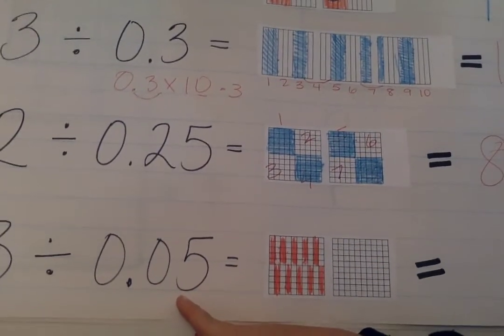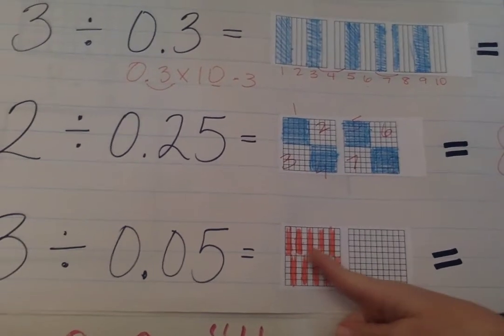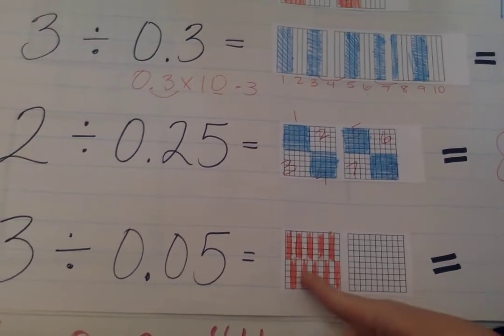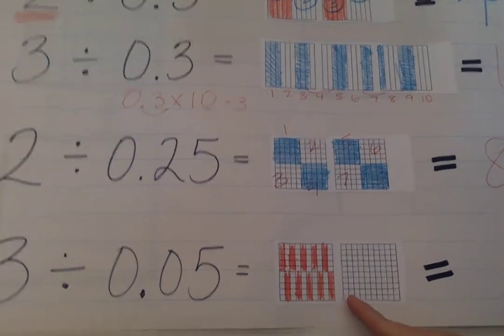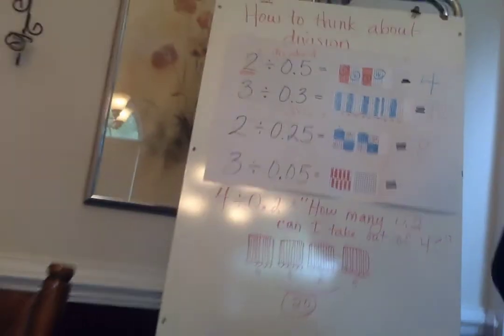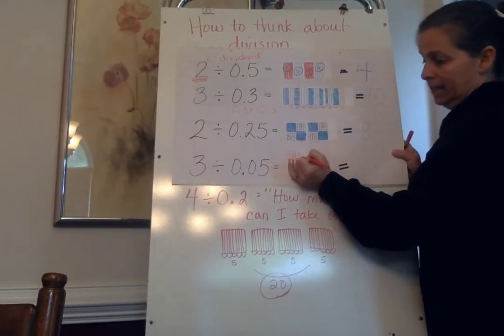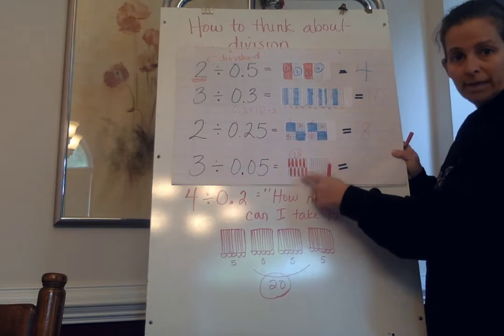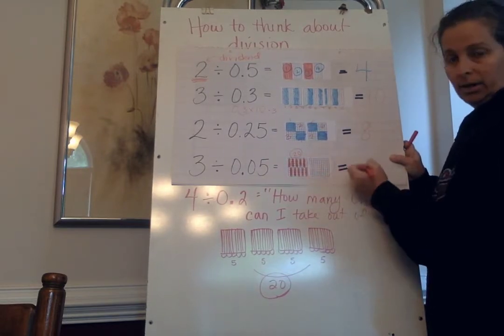So how many 5 hundredths can I get out of 1? 1, 2, 3, 4, 5, 6, 7, 8, 9, 10 red ones. So there would be 10 white ones as well. So altogether, I can get 20 sets of 5 hundredths out of just one grid. So how many would I be able to get out of the second grid?